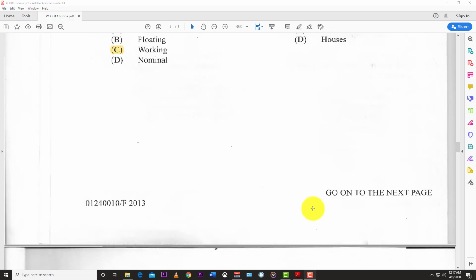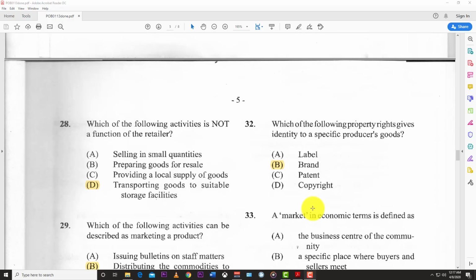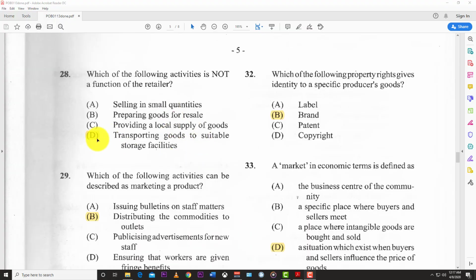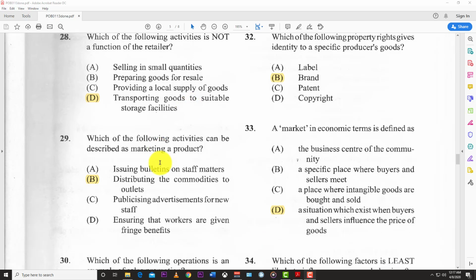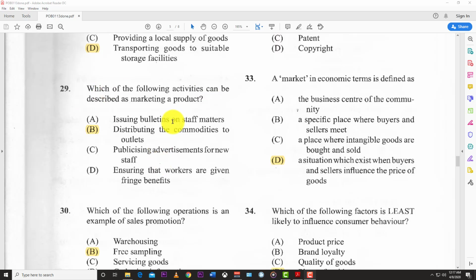Number 28, which of the following activities is not a function of the retailer? And the best answer is D, transporting goods to suitable storage facilities. That's more of a wholesaler's job. 29, which of the following activities can be described as marketing a product? The best answer is B, distributing the commodities to outlets.